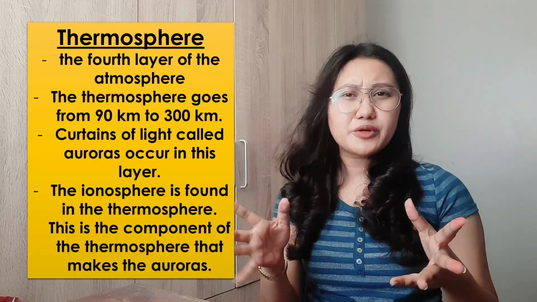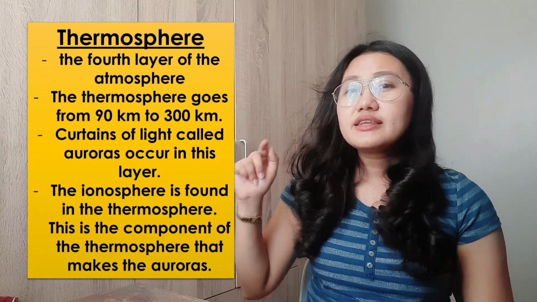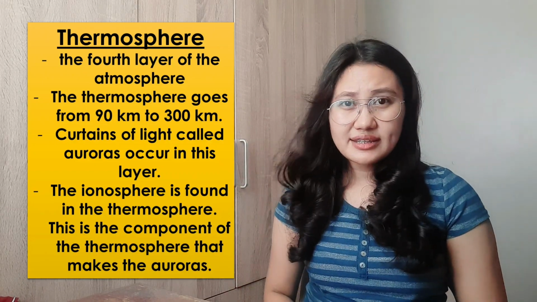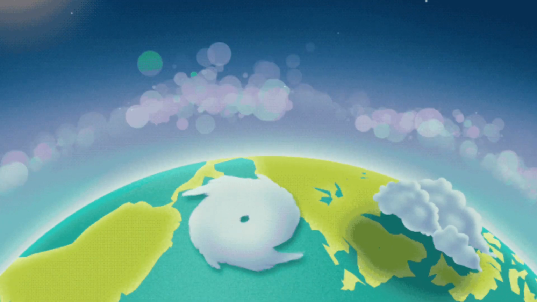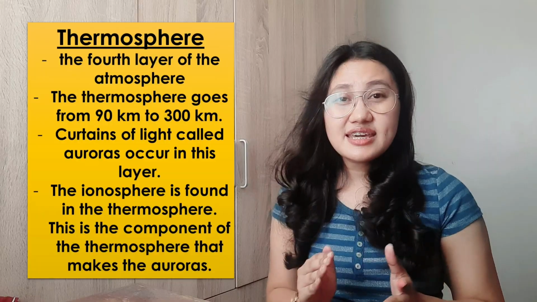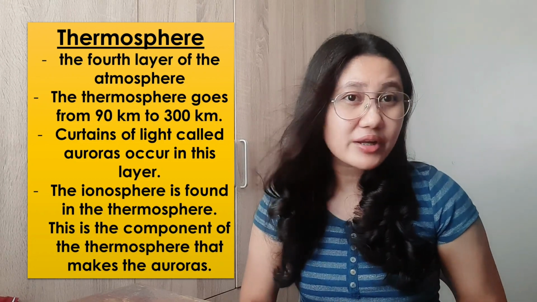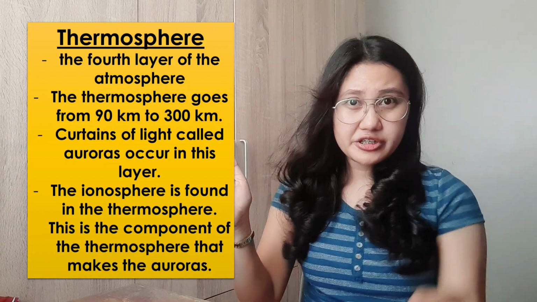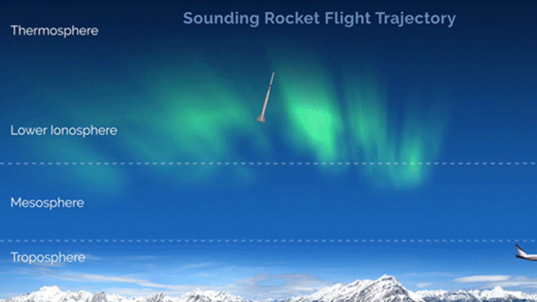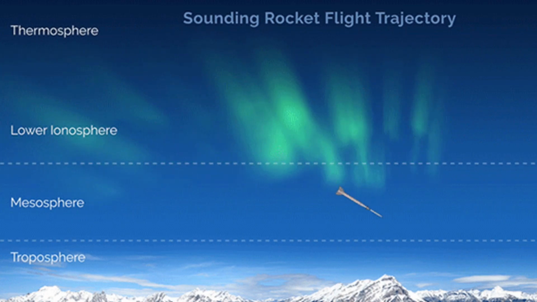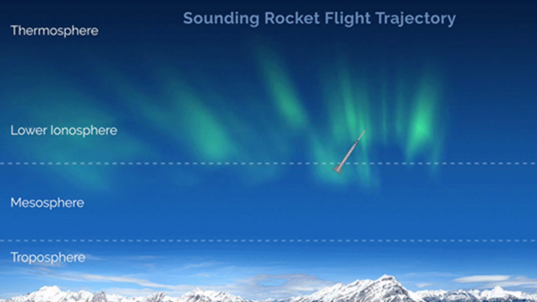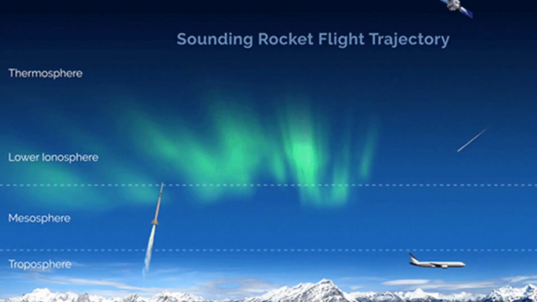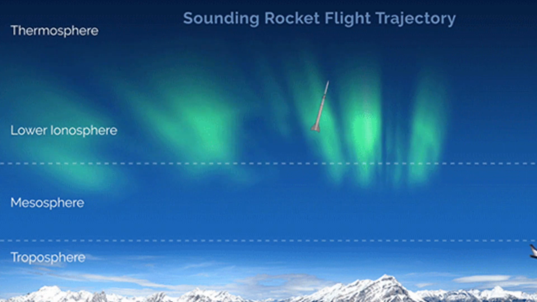Earth. And always remember na dito sa Thermosphere, dito rin makikita yung tinatawag natin na ionosphere. This is the component of the Thermosphere that makes the auroras. Yung tinatawag natin na ionosphere. There is a very little air in this layer, and the temperature continues to rise in the thermosphere and beyond, increasing for the indefinite distance into space.